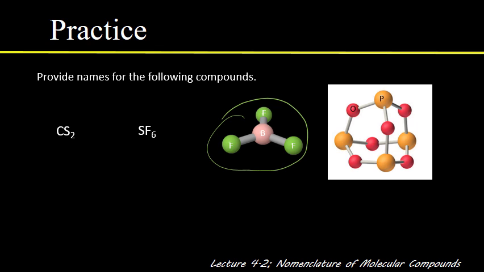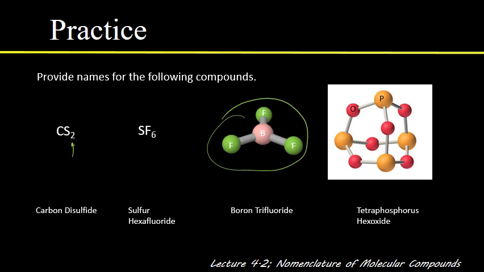All right, so I worked through these, and here are the names I got. For the first one, carbon disulfide, because there are two sulfurs, disulfide, and IDE, we always put that suffix on the second atom, right? This one here, we've got one sulfur and 6 fluorines, so sulfur and then hexafluoride for the fluorines. Here, one boron and 3 fluorides, so boron trifluoride, right?